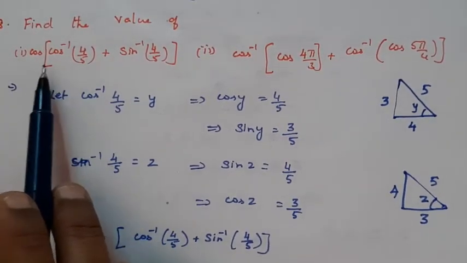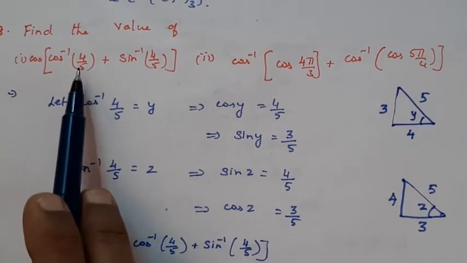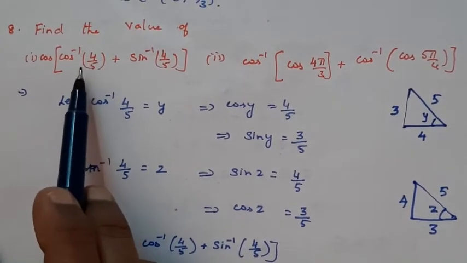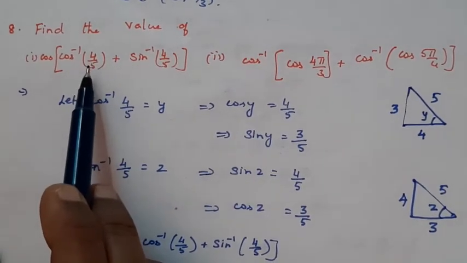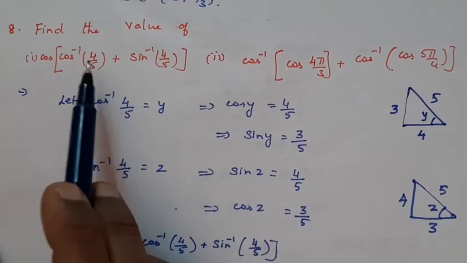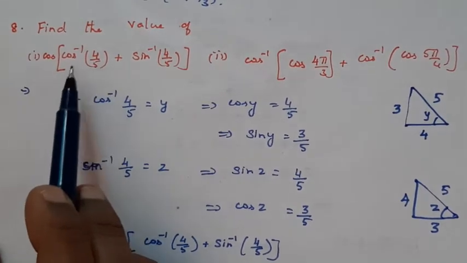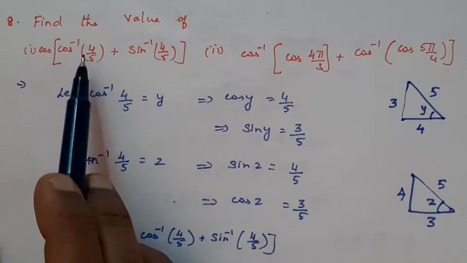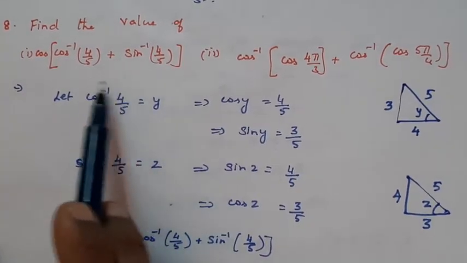Given the problem is cos inverse of 4 by 5. But we don't know the exact angle for the value 4 by 5. Okay. If it is either root 3 by 2 or 1 by 2 or 1 by root 2, 1, 0, we can write down the known angle. But it is given as 4 by 5. So instead of finding out the exact angle, let us do this problem in a different way, right?